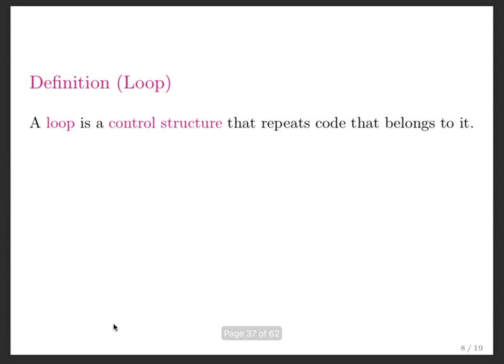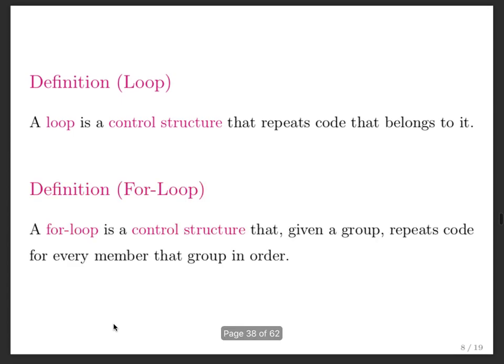So a loop is a control structure. And the other control structure we've seen so far is an if statement. And this control structure has the property that it repeats code. The if statement was a control structure with the property to allow something to skip code. This is going to be something that repeats code. A for loop, which is the one that I'm going to be showing you today, is a control structure that, given a group of elements with an order on that group, repeats code for every member in the group in that order.